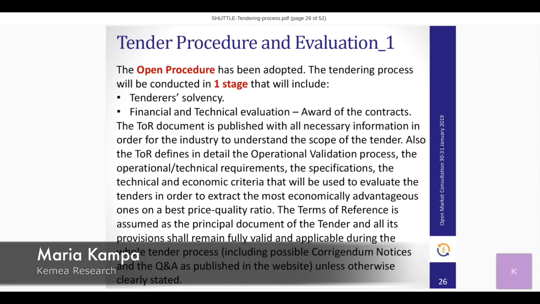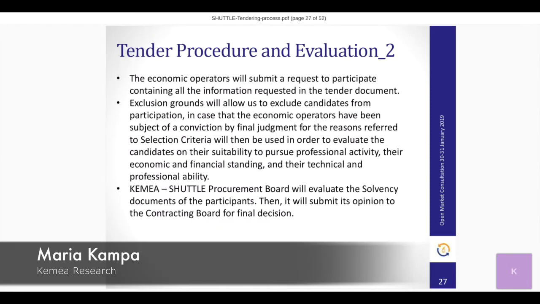Also, the same document will define in detail the operational validation process, the requirements, the specifications, and the technical and economic criteria that will be used in order to evaluate the tenders, in order to extract the most economically advantageous ones on the best price-quality ratio. The terms of reference is assumed as the principal document during the tender, and all its provisions shall remain fully valid and applicable during the whole tender process, unless otherwise stated.